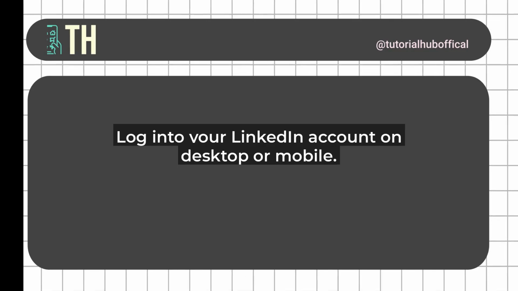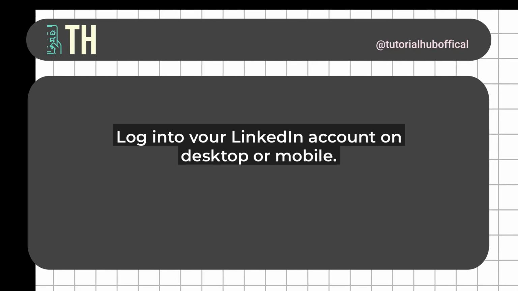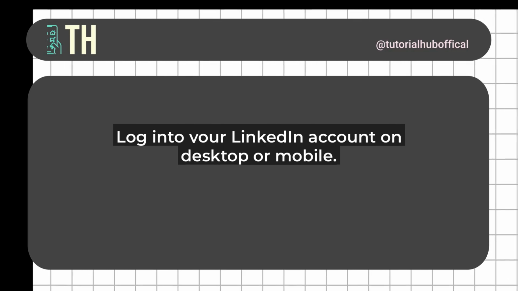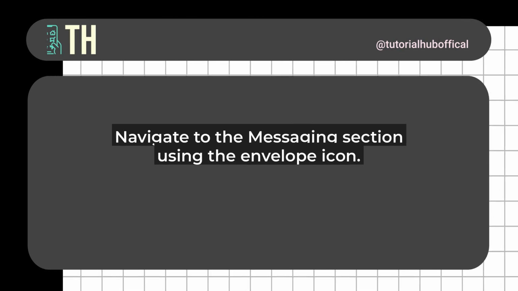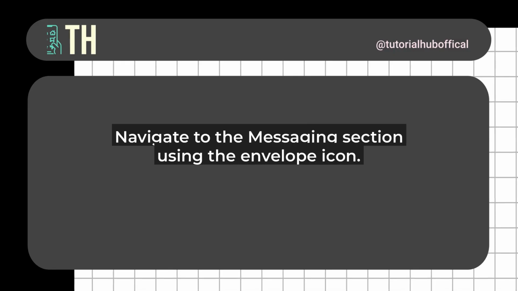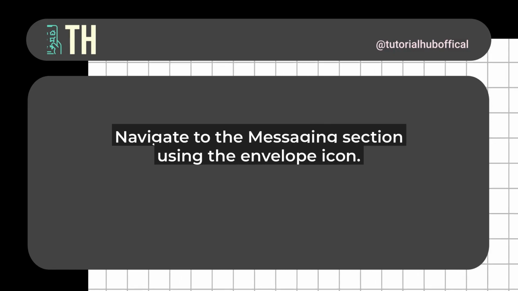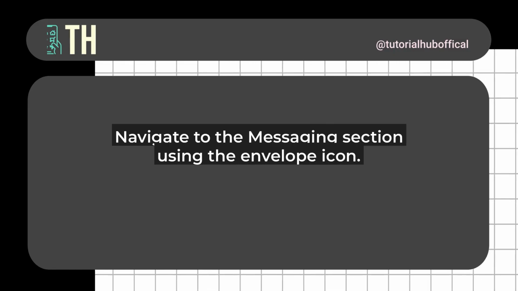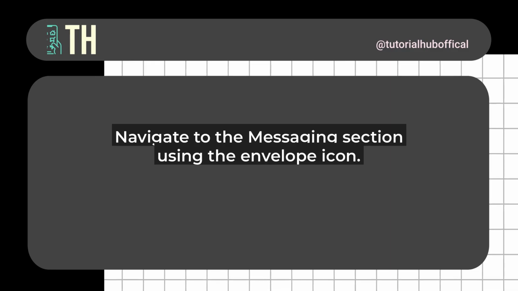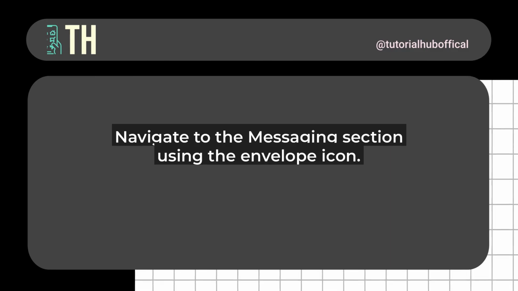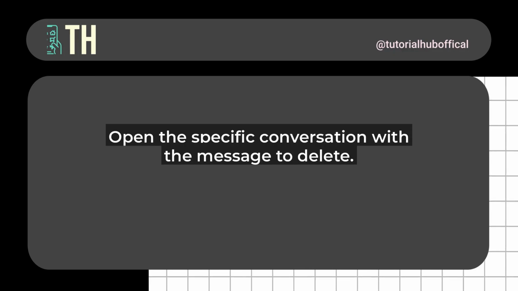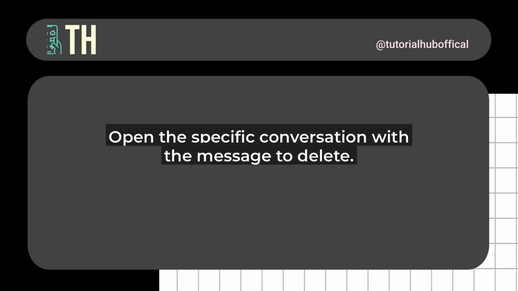First things first, make sure you're logged into your LinkedIn account. If you're on a computer, open your web browser and go to www.linkedin.com, then enter your credentials. On a mobile device, open the LinkedIn app and log in if needed. Once you're in, head over to the messaging section. You can find this by clicking on the envelope icon at the top of the page on desktop, or by tapping the Messages tab in the app.